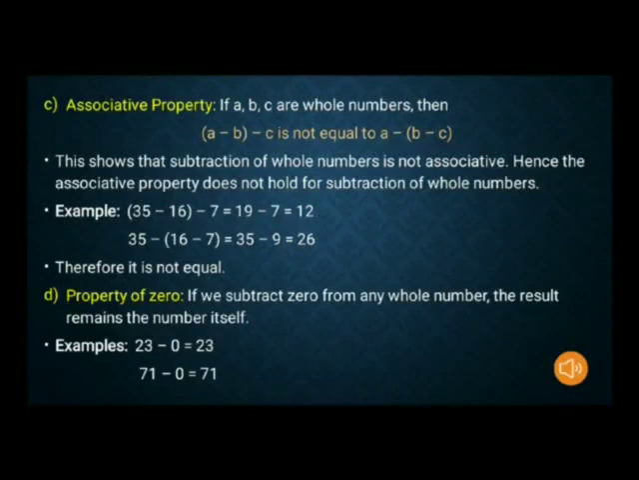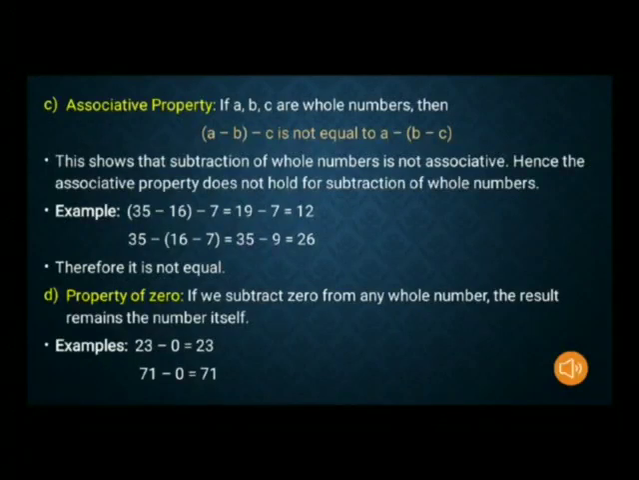For example, as you can see in the example here, 35 minus 16 gives 19, and then you subtract 7 from that, giving the answer 12. On the other hand, on the next side, first you solve 16 minus 7, that is 9, and then you subtract it from 35, giving the answer 26. On comparing, you will find that both the answers are not the same. It shows that the associative property does not hold for subtraction of whole numbers.